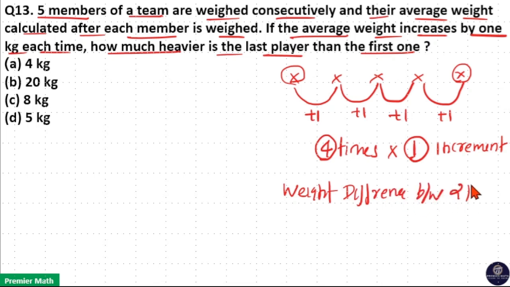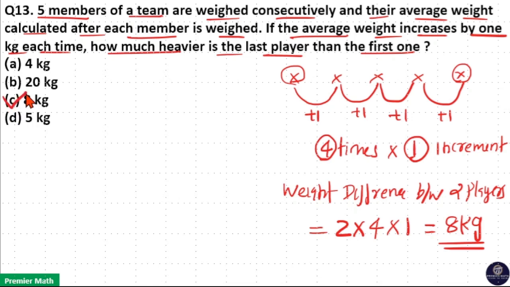Then, the weight difference between two players is equal to, there are 2 players involved, last and first player. So, 2 into 4 times the average increases, and each time the average increases by 1 kilogram. So, 2 into 4 into 1 is equal to 8 kilogram. So, option C is your answer.